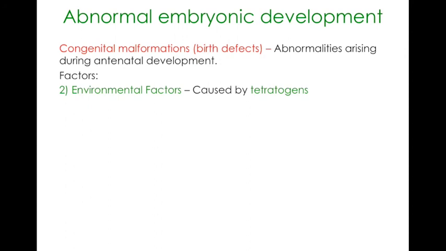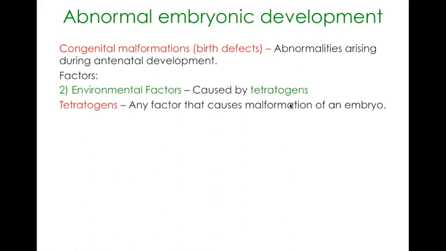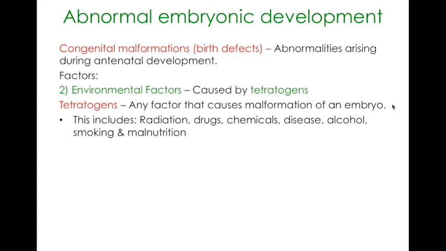Other things, the second factor, are what we call environmental factors. Environmental factors are external things that can contribute to malformations or birth defects in the baby. We call those things teratogens. Teratogens, any sort of factor that results in a malformation, include radiation, drugs, chemicals, disease, alcohol, smoking, and malnutrition. All of these factors are things that can be controlled, but if they're not controlled well, will contribute to the malformation in an individual.